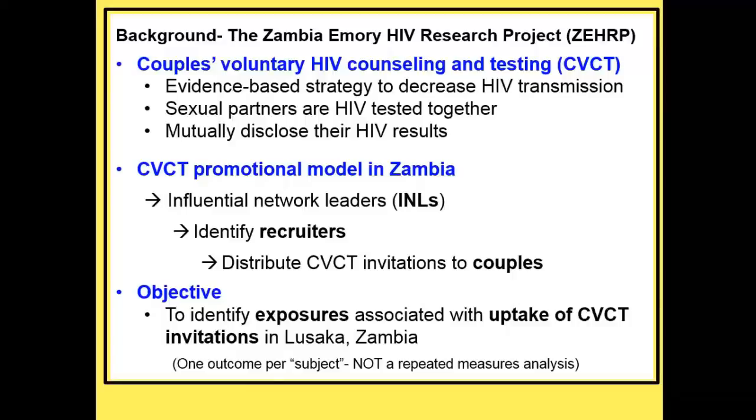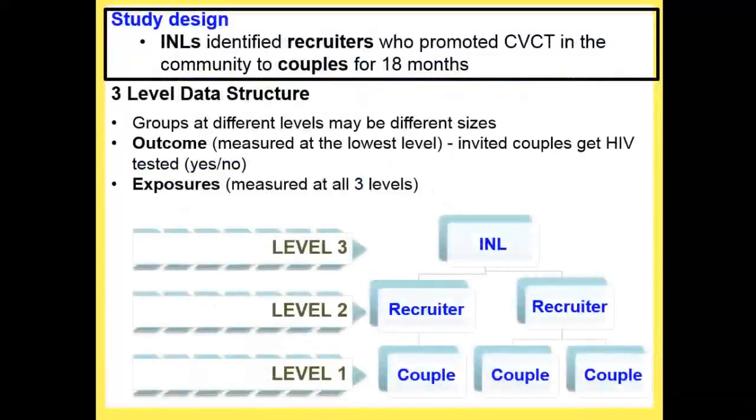The objective is to identify exposures associated with uptake of CVCT invitations in Lusaka, Zambia. The CVCT invitation meant an invitation to go get tested, and the outcome was whether or not they went and got tested. The question is, what are the predictors that determine whether they get tested or not? The predictors are measured at 3 levels, so it's a 3-level structure. INLs identified recruiters who promoted CVCT in the community to couples for 18 months.